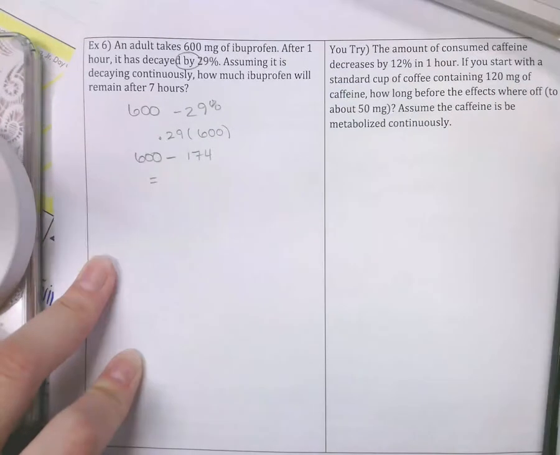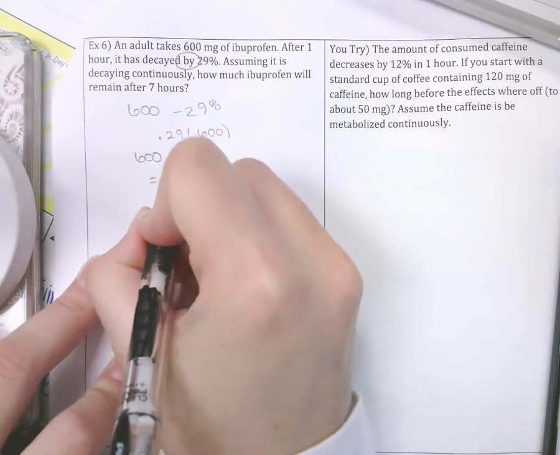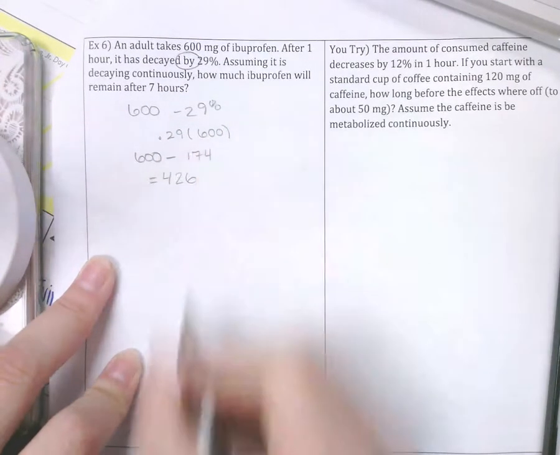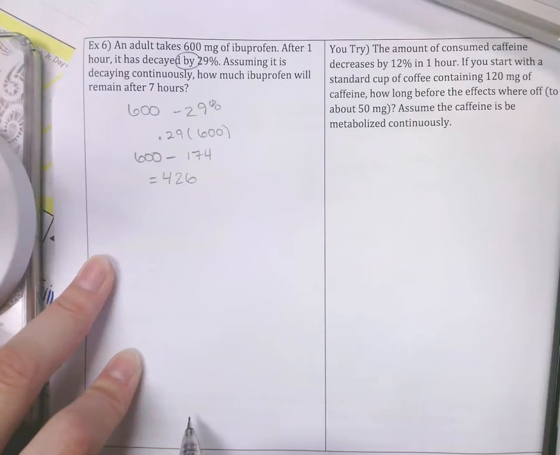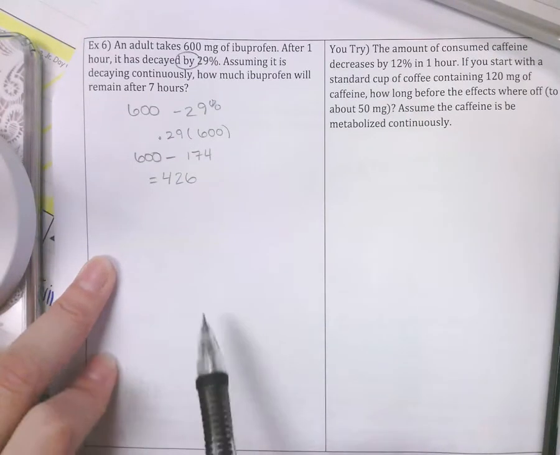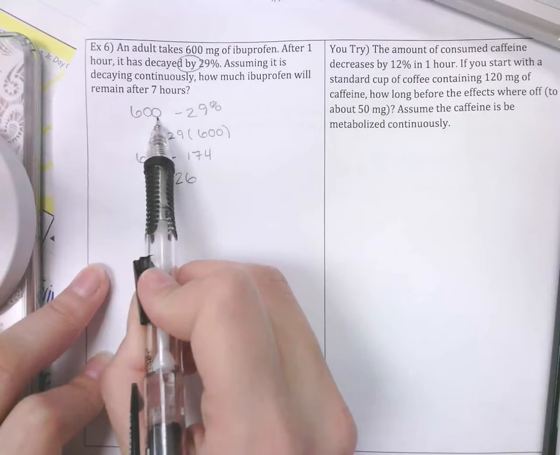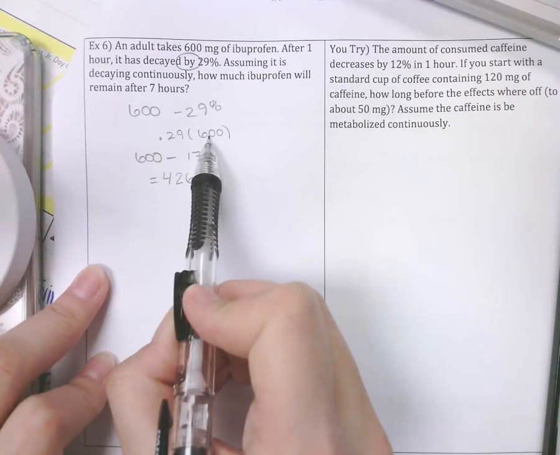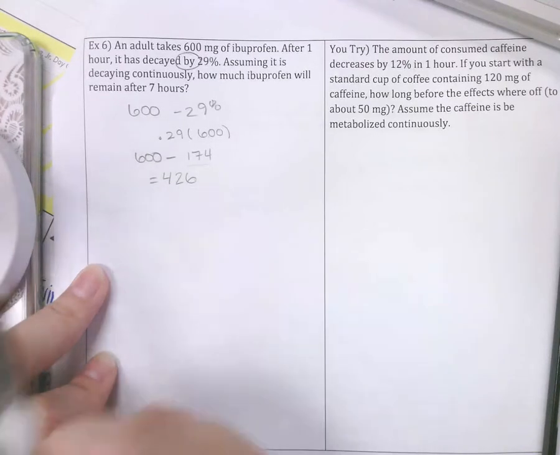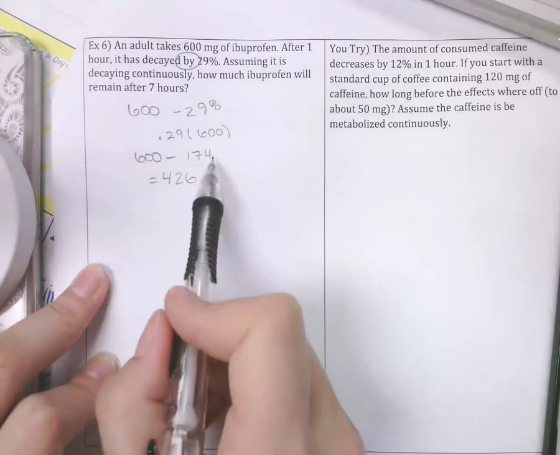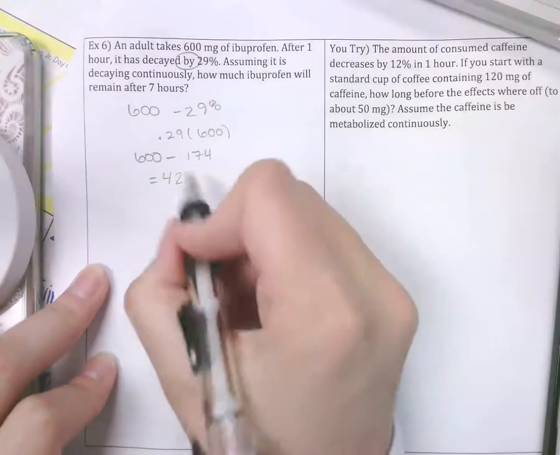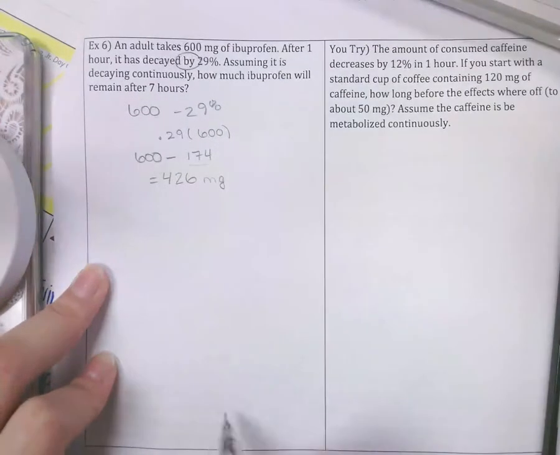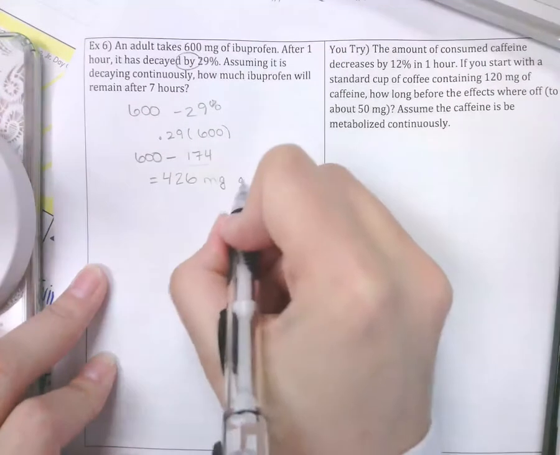And that's going to give us... Why is it 174? I don't know, because that's what it is. That's what 0.29 times 600 is. So to decrease 600 by 29%, you're taking 0.29 and multiplying it by 600, and that's what gives you the 174. Then you're taking that away from 600. So 426 milligrams, that's what's left.